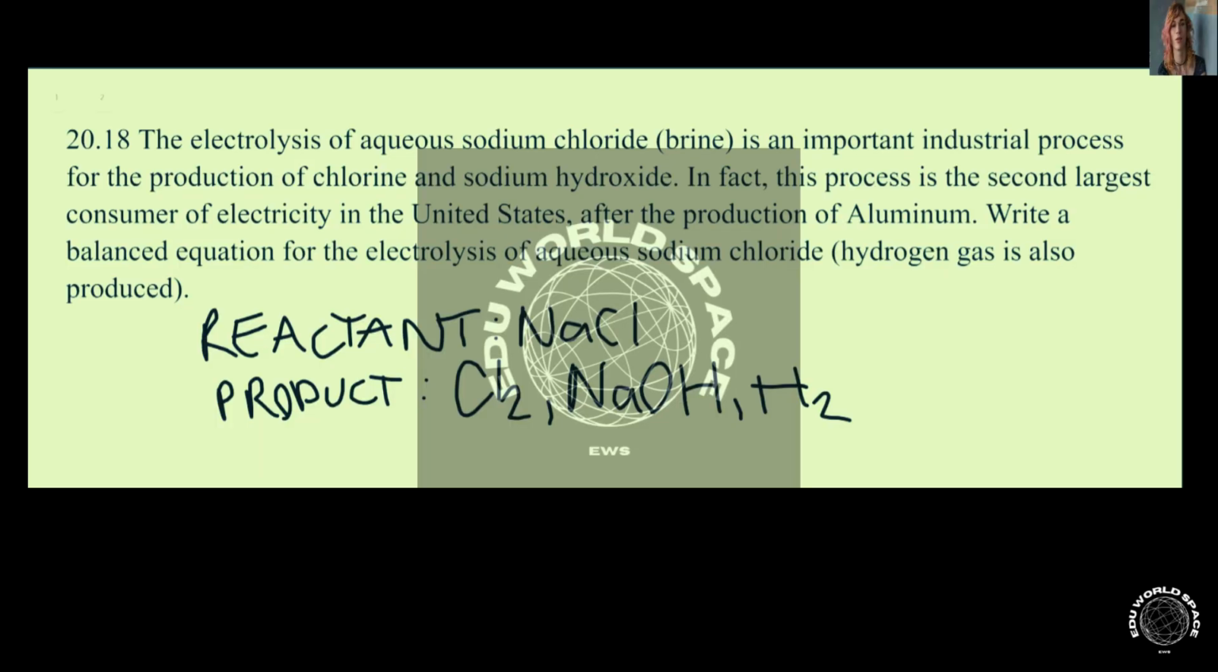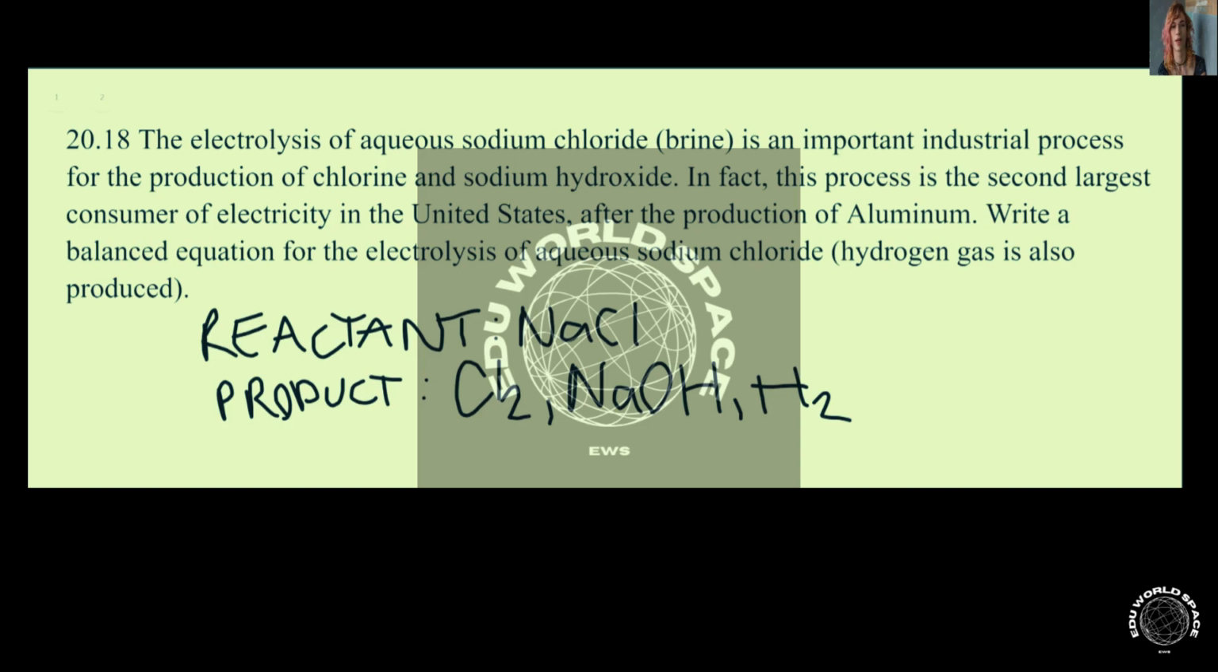So in this video, we're going to talk about question 18 from chapter 20, which says the electrolysis of aqueous sodium chloride, or brine, is an important industrial process for the production of chlorine and sodium hydroxide. In fact, this process is the second largest consumer of electricity in the United States after the production of aluminum. Write a balanced equation for the electrolysis of aqueous sodium chloride.